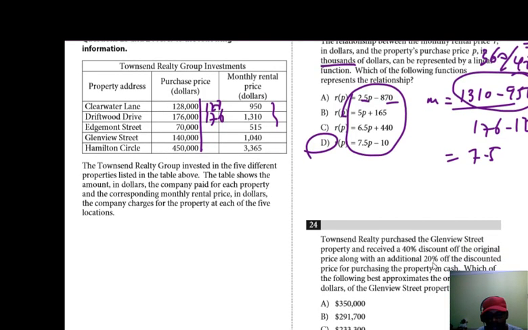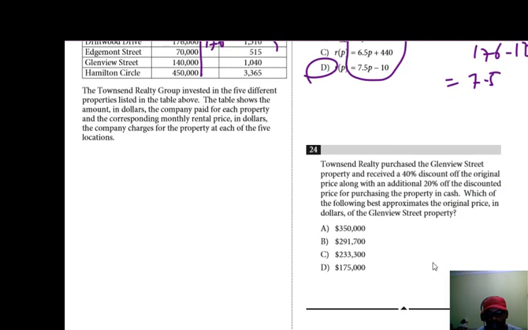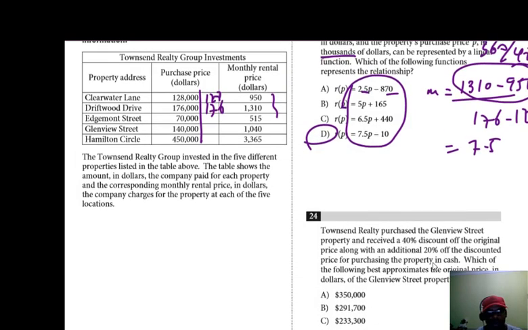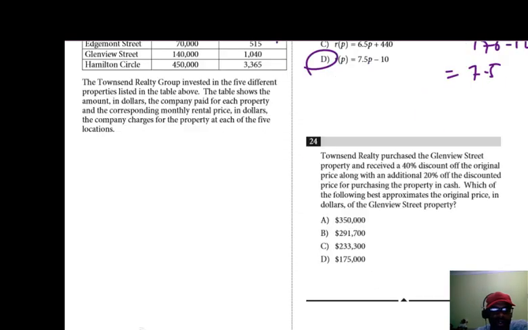Townsend Realty purchased a Glovin Street property and received a 40% discount off the original price, along with an additional 20% off the discounted price for purchasing the property in cash, which was a fraction of the original price.